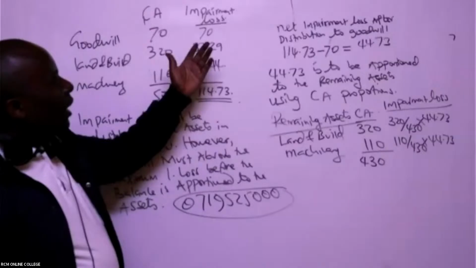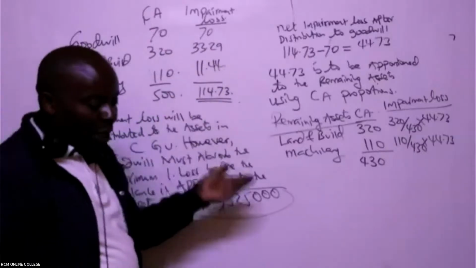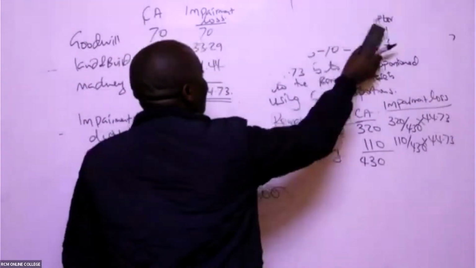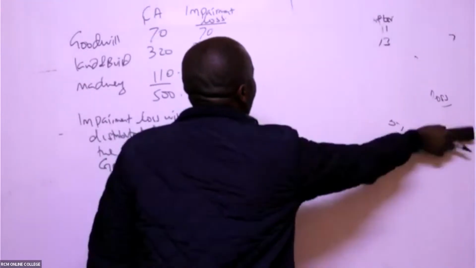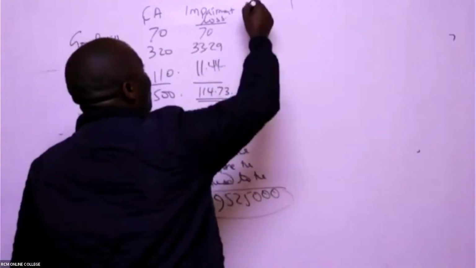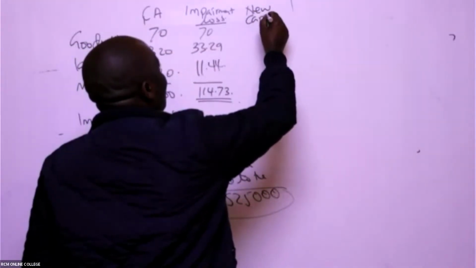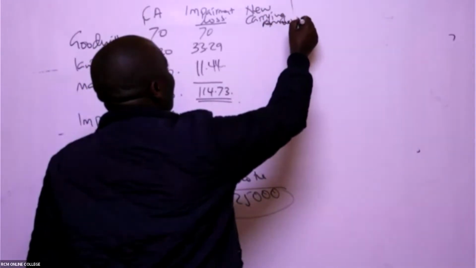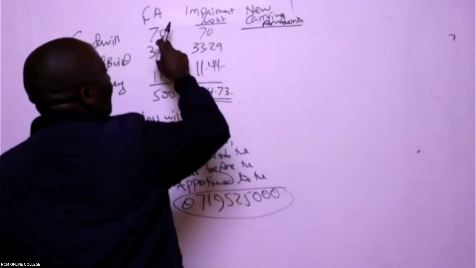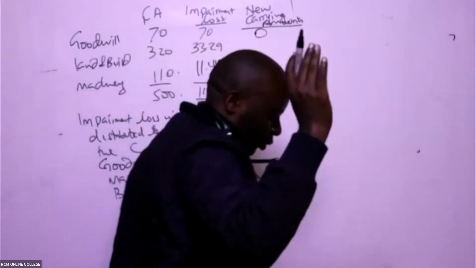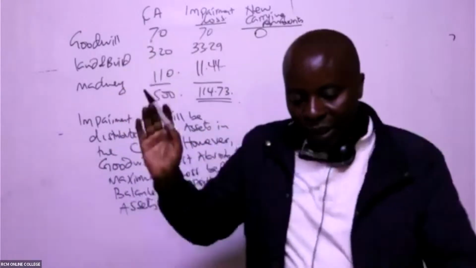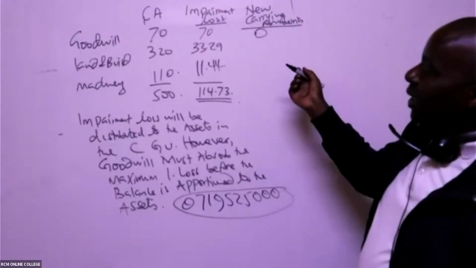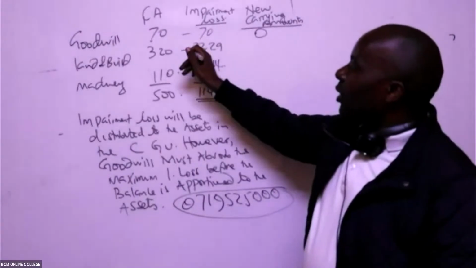And then give me the last column, which is the new carrying amount. The new carrying amounts, what do we have here? 70, 0. Goodwill is extinguished. Because remember, the impairment loss reduces the value, so you're subtracting to get the net.